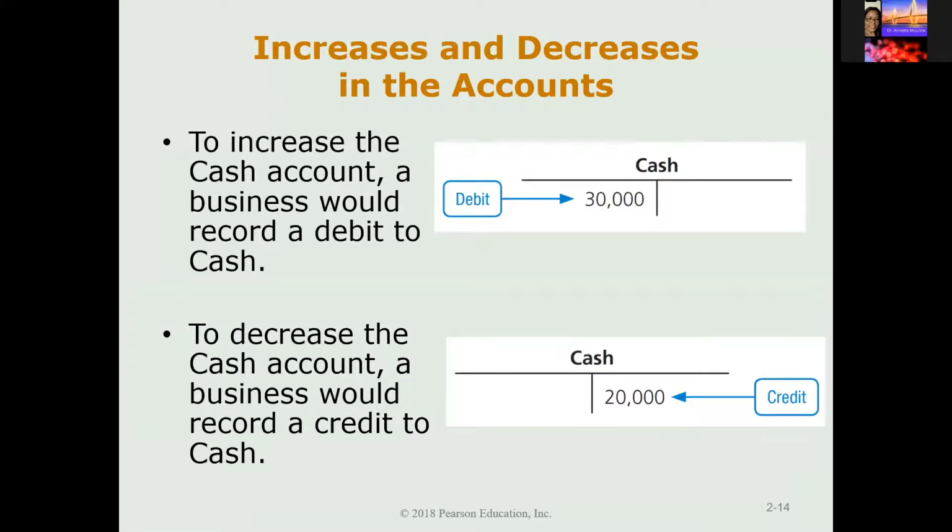If a business wanted to record an increase of $30,000 to the cash account, it would debit cash. They would record a debit to cash of $30,000 if they wanted to increase the cash account. If the business instead wanted to record a decrease of $20,000 to the cash account, it would record a credit of $20,000. So to increase cash, which is an asset account, you would debit. To decrease it, you would credit.